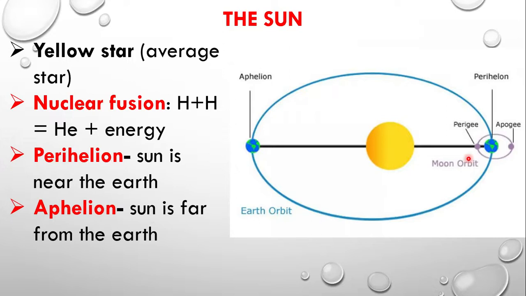Okay? Do not be confused with perigee and apogee. Apogee talks about the distance of the moon. Aphelion or perihelion talks about the distance of Earth from the sun. Okay? Pag layo si Earth from the sun, it's aphelion, away from the sun si Earth. Pag paduol si Earth sa sun, perihelion siya.